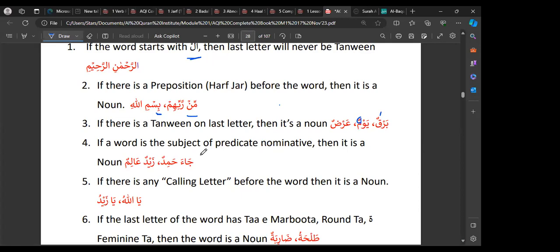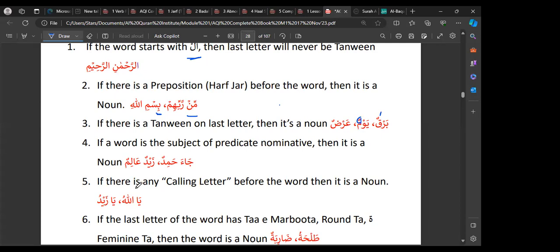Is that clear? Sister Sazana and Brother Fazman? The fact that it is the subject is the sign that it's a noun. I hope it's clear. They haven't said yes, but I'm assuming it's clear. If not, we will come back to it later, inshallah.